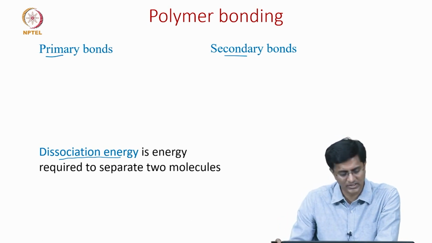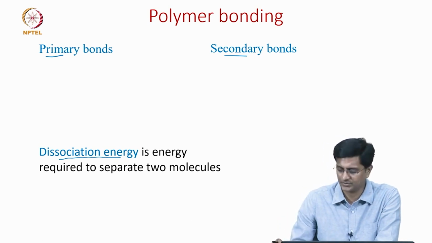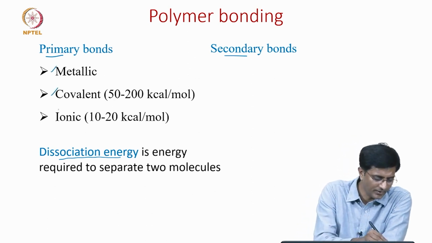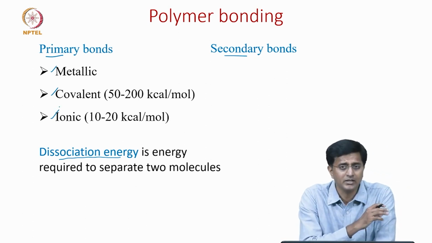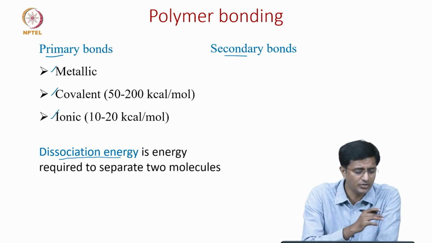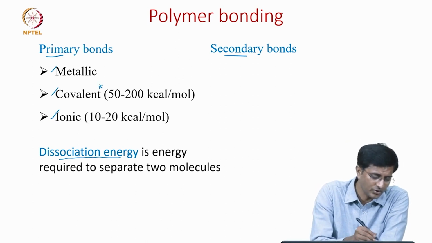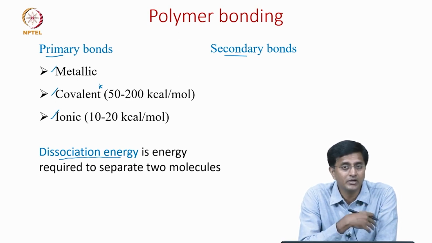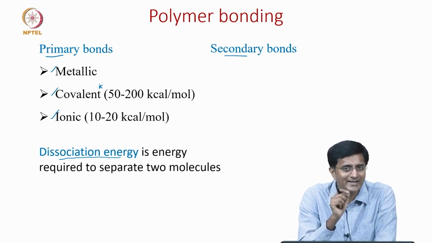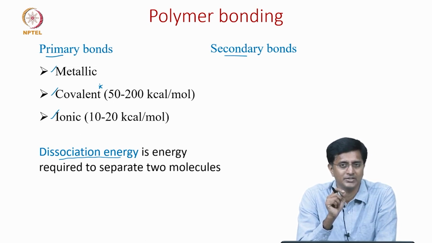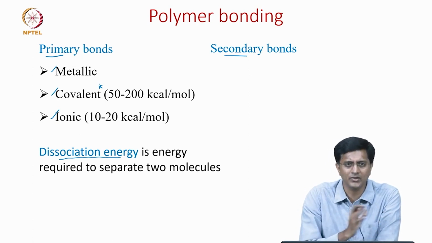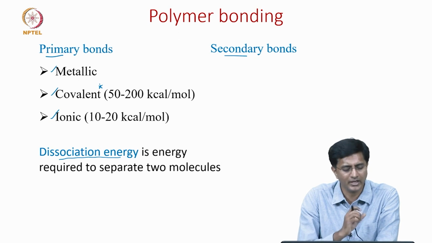Now let us look at a few examples of primary and secondary bonds. In primary bonds we have metallic, covalent and ionic bonds, but in the case of polymers usually we are only focused on covalent bonds, because metallic and ionic are very rarely seen. A rare example: polymers are usually poor conductors, but how do we increase the conductivity? We can add some small metallic particles into it. When we add these metallic particles, that is when we have these metallic bonds, but otherwise mostly they have these covalent bonds.